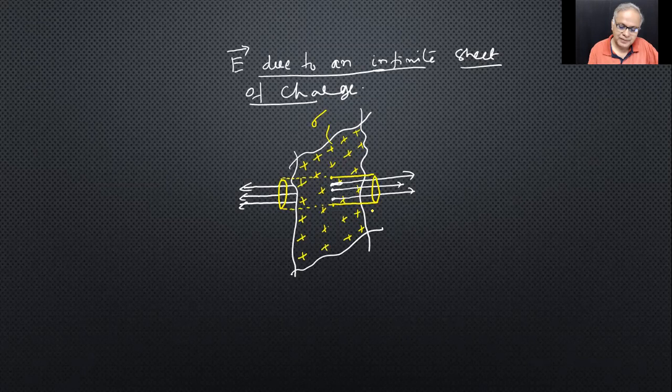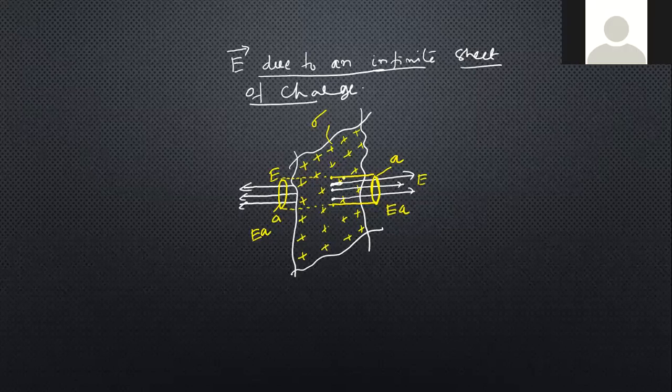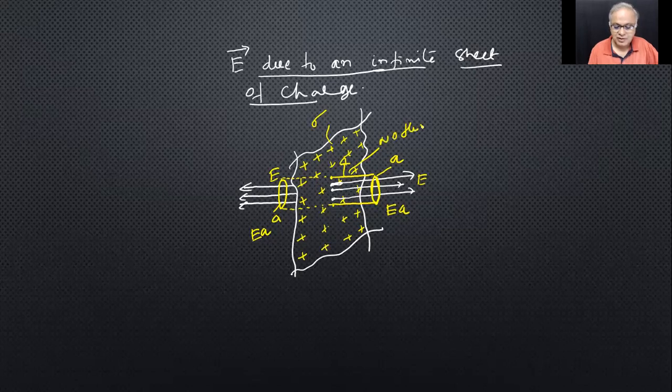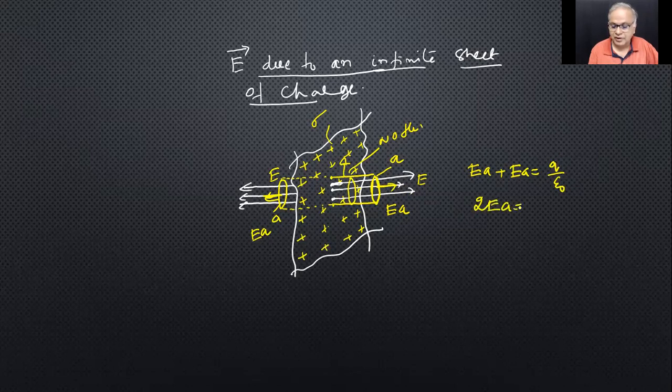What will I write now? For this, flux will be what, if this area is A. If this is E, this is EA. For this also, it is EA. And for this one, E will be zero, no flux through this. So the flux, if I add EA plus EA, both are positive flux only. E and A are in the same direction on both the sides. So EA plus EA is whatever charge enclosed, Q by epsilon 0. So 2EA is equal to Q by epsilon 0. So E equals Q by 2A epsilon 0. Q by A is sigma.